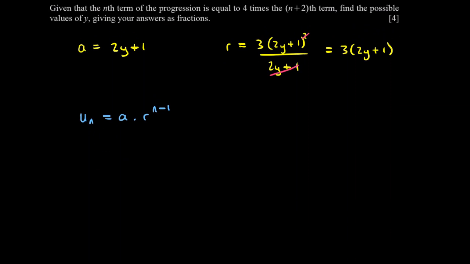All right, so let's try to plug these numbers in. So we're saying that the nth term is equal to a, which is 2y plus 1, times by r, which is 3 times by 2y plus 1, all to the power of n minus 1. Okay, and remember that 3 there has also got to be raised to the power of n minus 1. So if you don't put a big bracket round here, number 1, you're wrong, but number 2, also you're going to forget to raise that to the power of n minus 1.